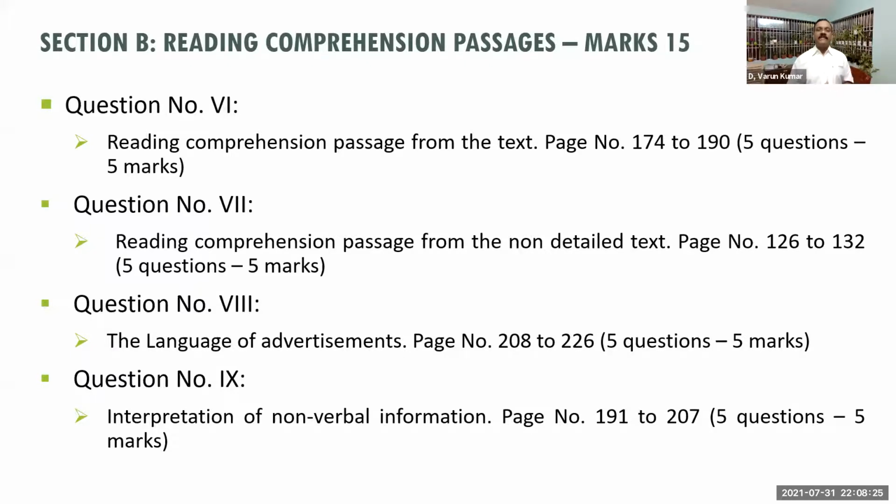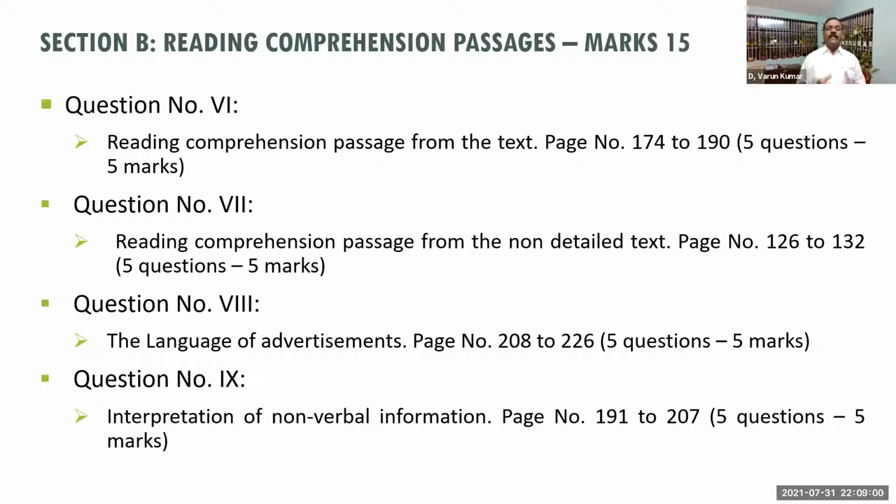And the next one, the 7th reading comprehension, question number 7 in section B, is from our non-detailed text. The non-detailed text prescribed for our intermediate secondary is, as you already know, The Adventures of Tom Sawyer, written by Mark Twain. So there will be 1 reading comprehension from this text. This is also very easy when you practice, because after the lesson in your textbook there are a few comprehension passages. You practice well. Only from these you can have questions in your examinations.